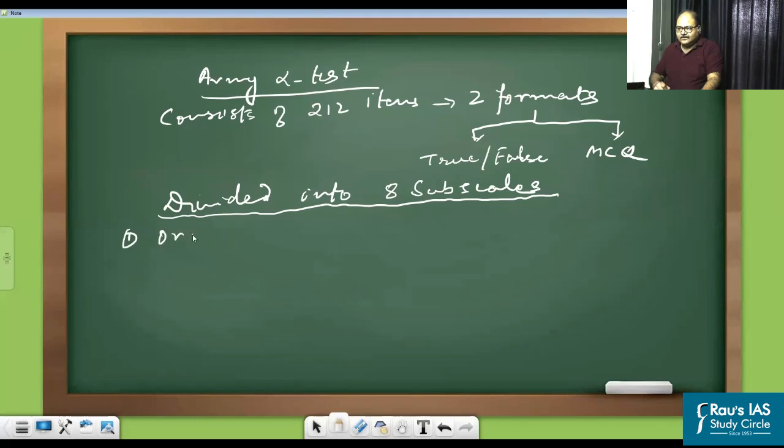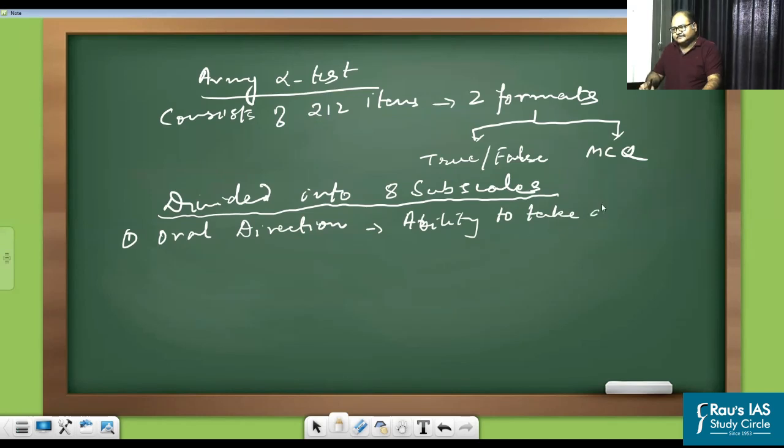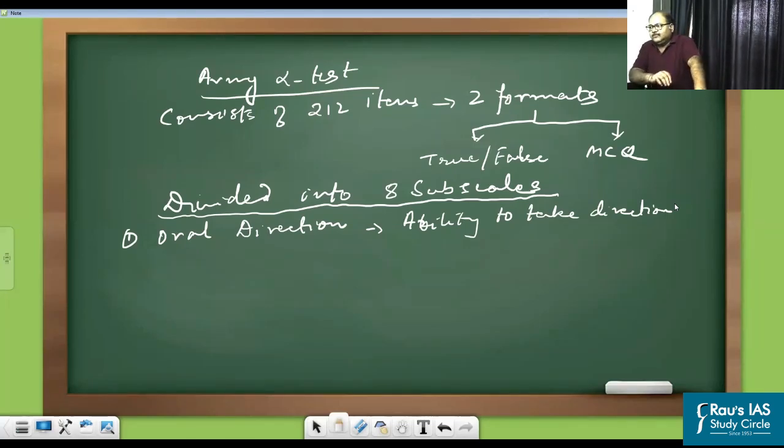First one, oral direction. It measured the ability to take orders or direction. So some statements will be written, which will be some kind of oral direction that will eventually in wartime come from the officer. Can you really understand what the direction was about? So the first group of items consists of oral directions.